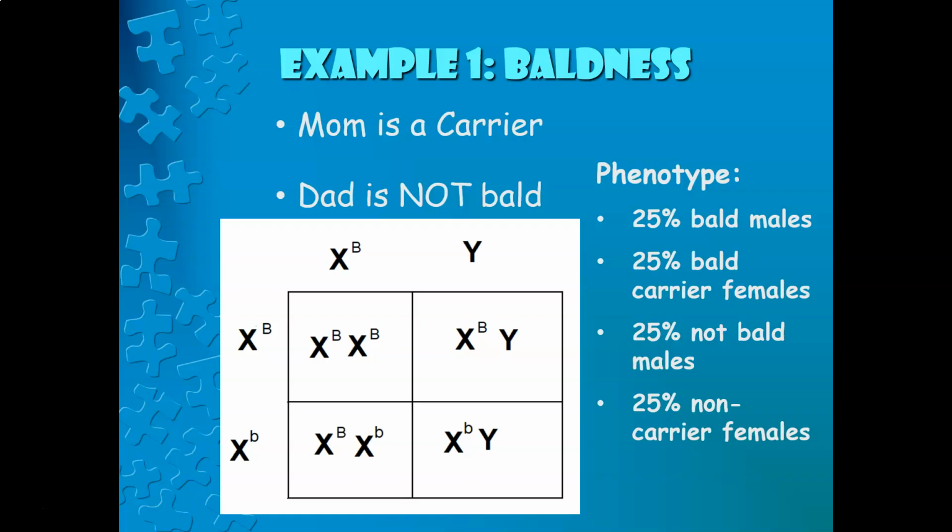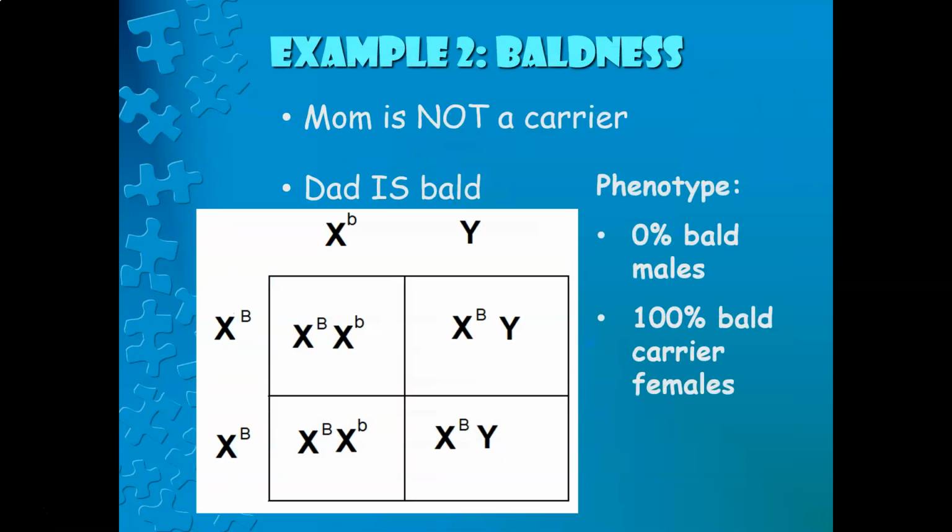But if I start splitting out males versus females, I have 100% of females who are not bald, and then I have a 50-50 split between my males who are bald and who are not. I can also indicate the fact that 25% of my females are carriers versus 25% of my females who are not carriers. So these ladies will never pass that bald trait on to their children, but these ladies do have a potential to pass it on given the fact that they are carriers for it.